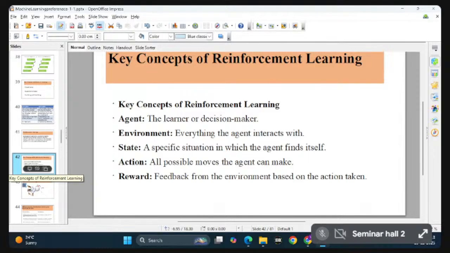Key concepts of reinforcement learning. First one, agent. Next, environment. State. Action. Reward.